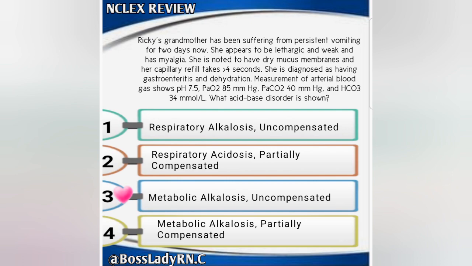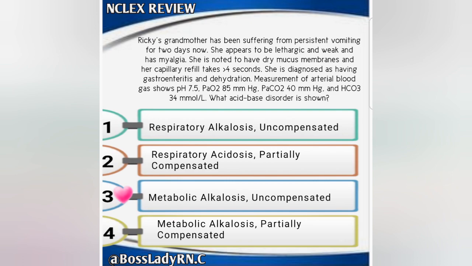Carbon dioxide is 40, which is within normal range. So we move to bicarb. Bicarb is 34, which is above normal range, same as pH, meaning they are in the same direction. Remember ROME, R-O-M-E: Respiratory opposite, and Metabolic equal. So, the patient is in metabolic alkalosis.